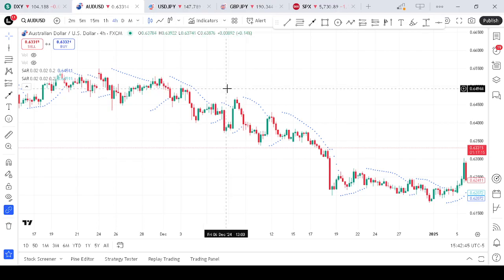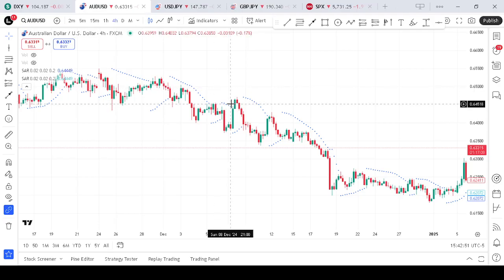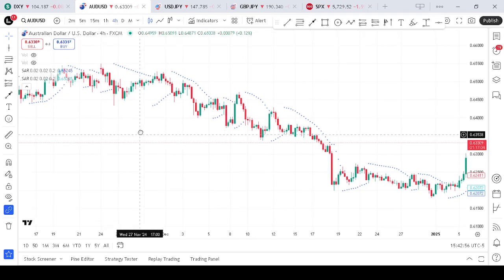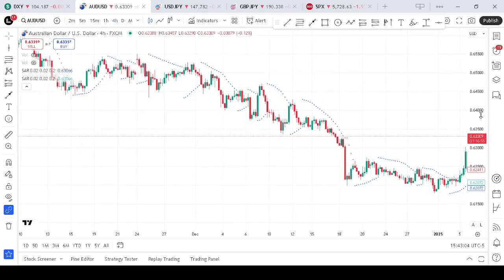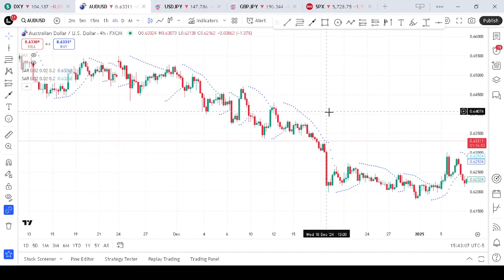This method combines two parabolic SAR indicators to identify strong trends and generate precise trading signals. By the end of this video, you will understand how to implement this strategy, recognize its strengths, and be aware of its limitations. Stay tuned as we break this down and each component, providing you with the knowledge to enhance your trading decisions and improve your overall performance in the Forex market.